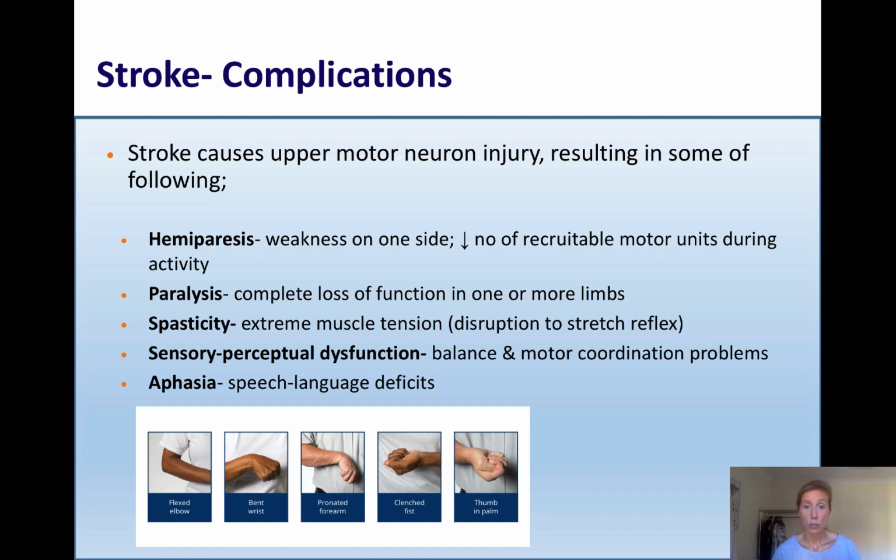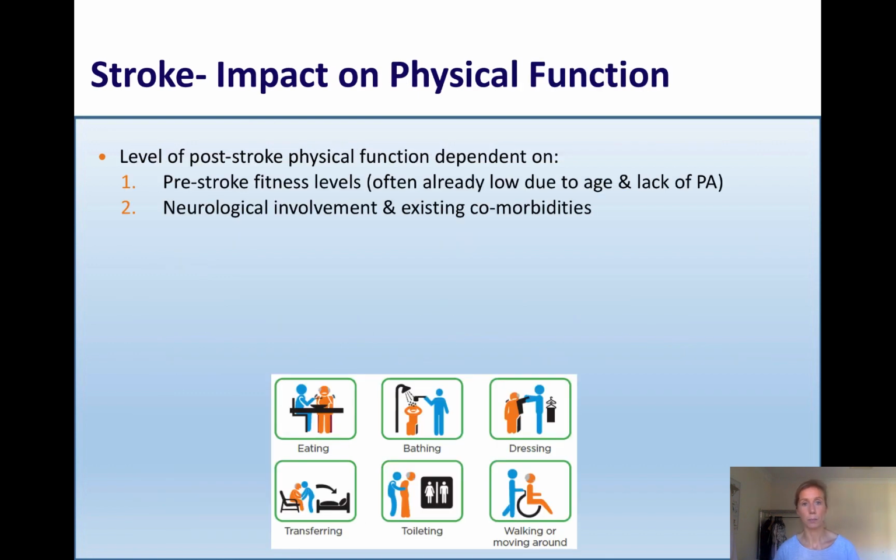Sensory perceptual dysfunction, so these are your balance and motor coordination problems, which we could obviously intervene in in terms of an exercise treatment, and aphasia, which we spoke about, being your speech and language deficit. So depending on the severity of the stroke, what that individual has specifically experienced, there's a whole host of considerations here that as an exercise professional we're going to need to consider, okay? Obviously the physical, but then also the potential cognitive and speech, etc. It's all going to be impacting us.